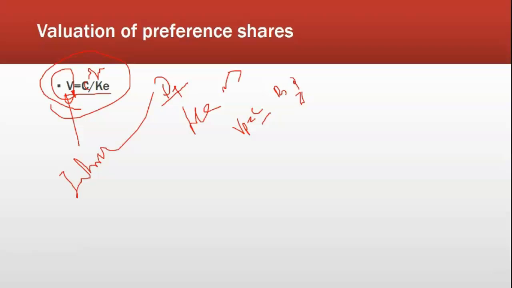Normally, the equity shareholders are the residual claimants of the company. After making payment to all the stakeholders, finally the profit is distributed to the equity shareholders. After that, if any other portion is available, only the participating preference shareholder can participate. Non-participating, that is ordinary preference share, cannot participate.